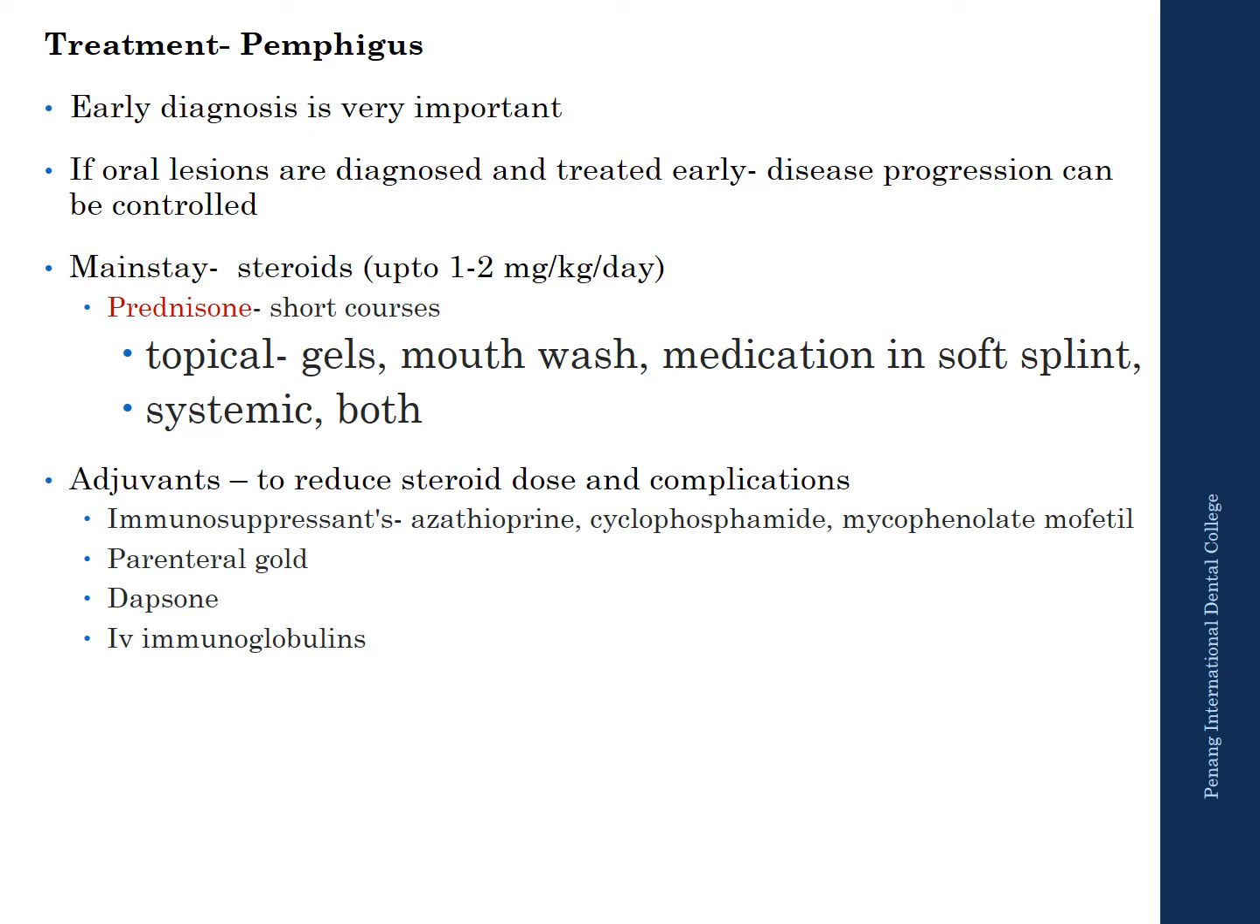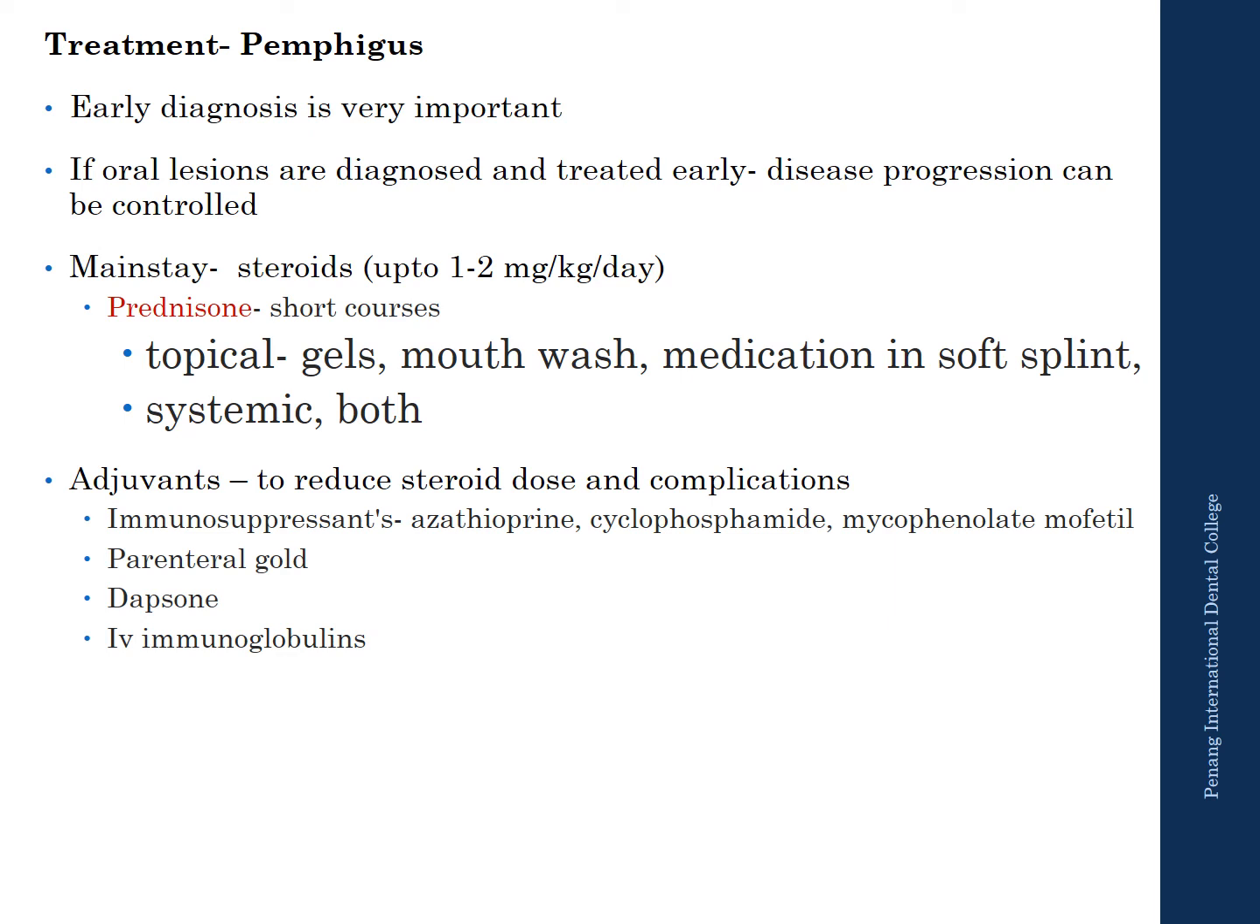So, the mainstay of treatment for pemphigus is steroids. Patients can be put on steroids at up to 1 to 2 milligrams per kg per day, and prednisone short courses are generally the ones that are used to start off with treatment. Also, topical steroids, such as in the form of gels, mouthwash, and medication in a soft lint, and a systemic application of steroids, or both topical and systemic, can be used.